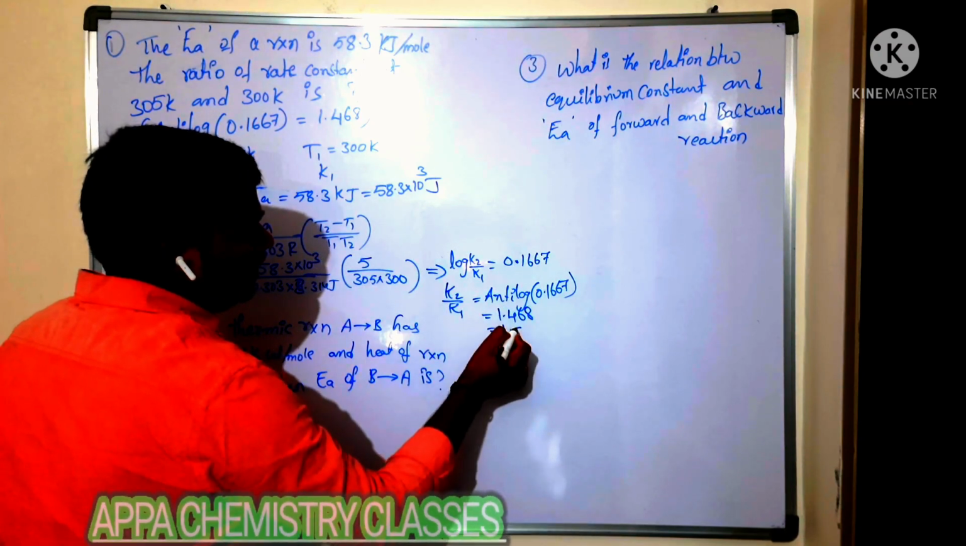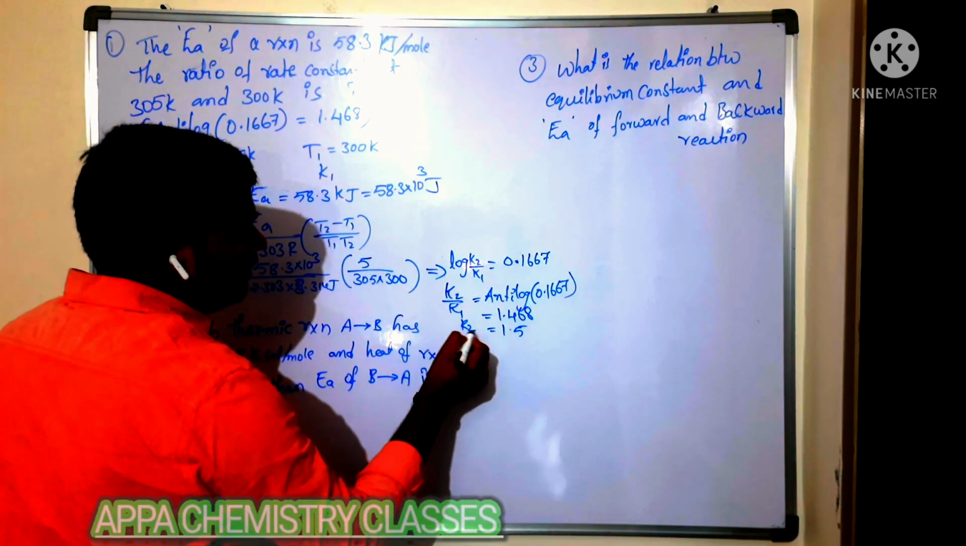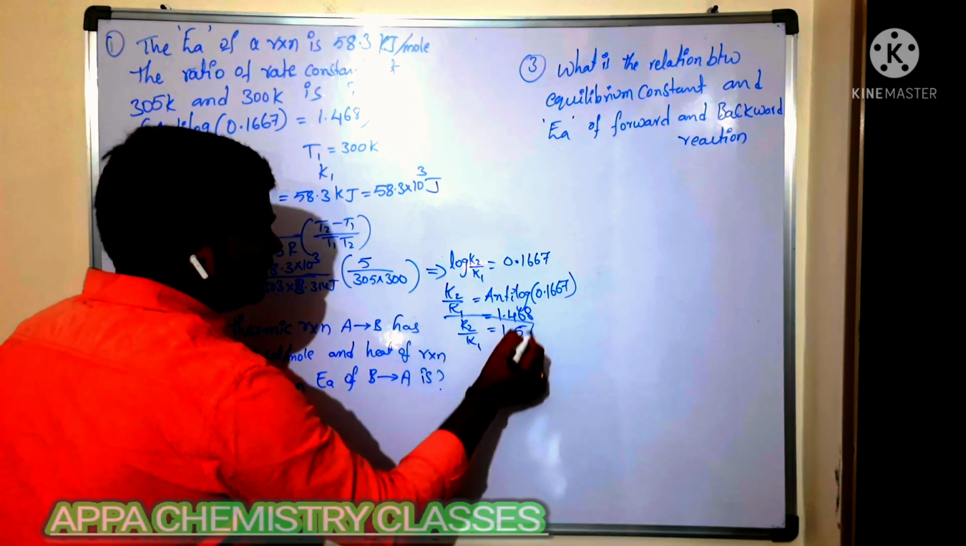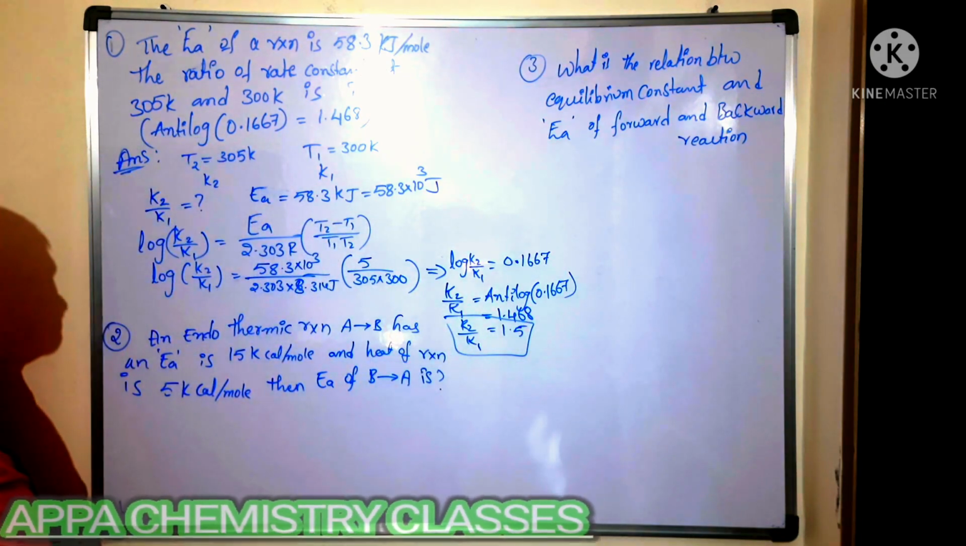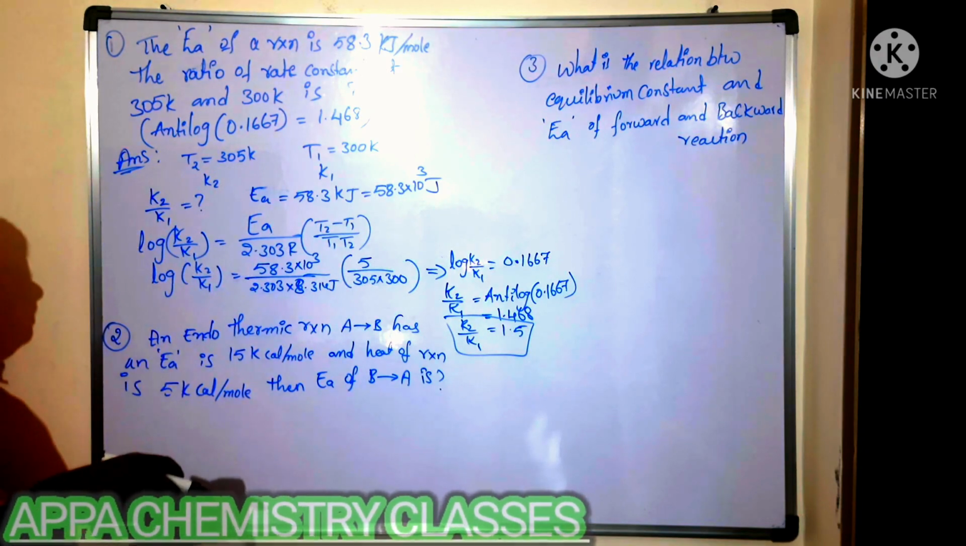1.468 is round figured as what? 1.5. K2 by K1 will be what? 1.5. That is the answer. Is that clear? So easy, just a formula substitution based question.